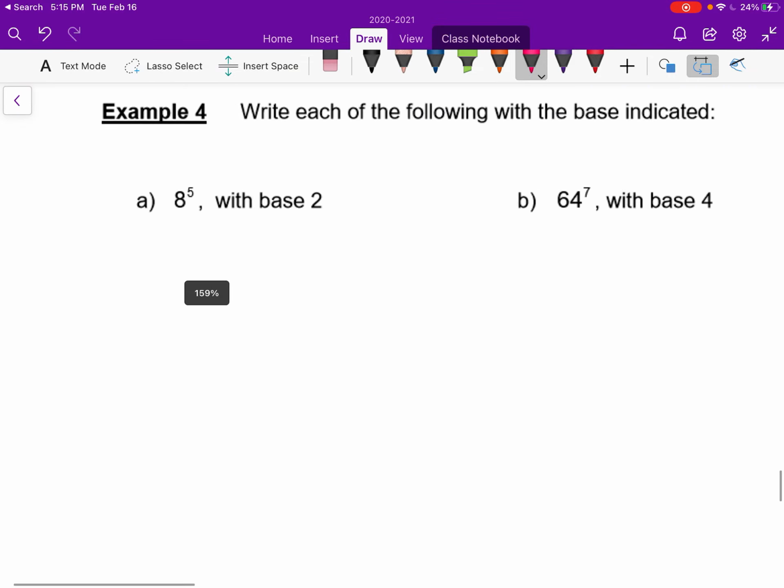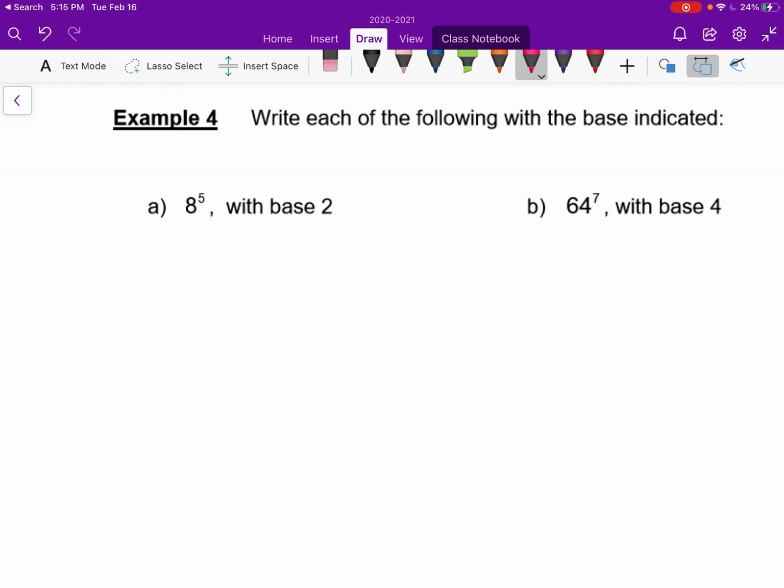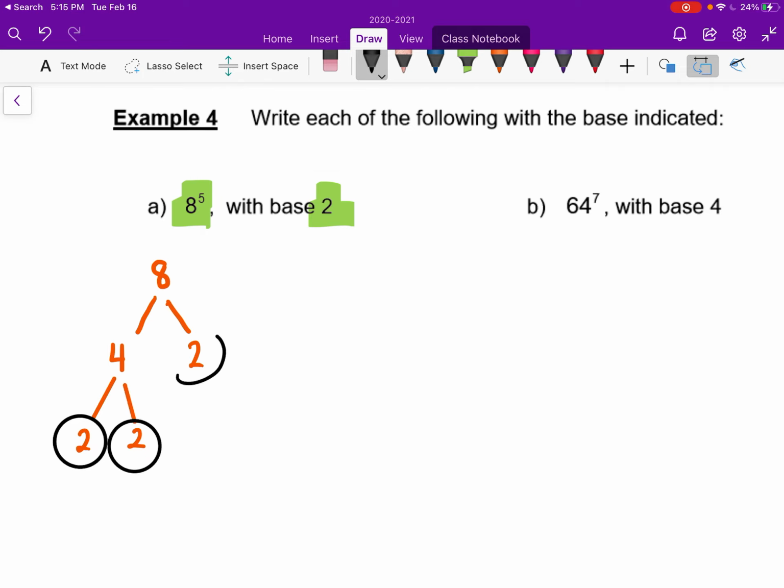So this one says, write each of the following with the base indicated. So we want 8 to the power of 5, right, with the base of 2. So let's break down 8 into a little bit of a way for me to solve this. So I know 4 times 2, right, gives me 8. I can break down the 4 into further 2 and 2. So now I know if I do 2 times 2 times 2, I will get 8, right?